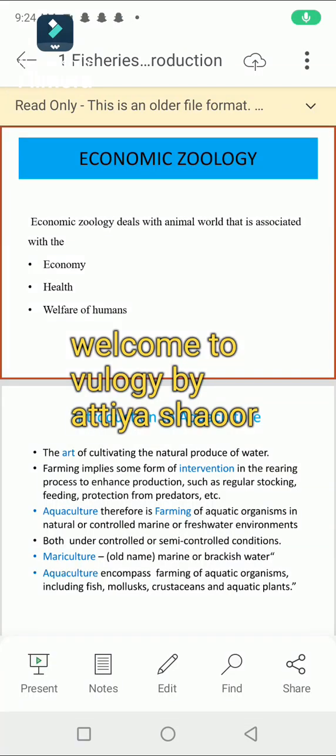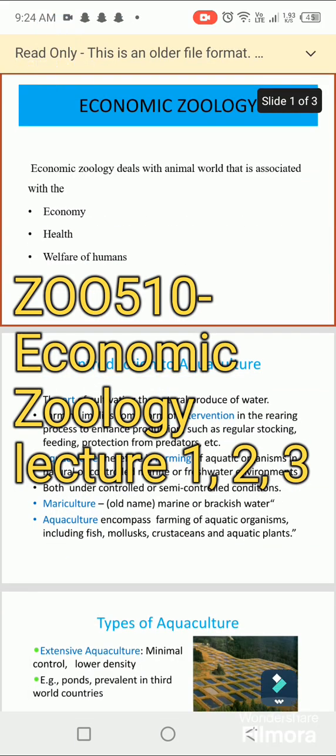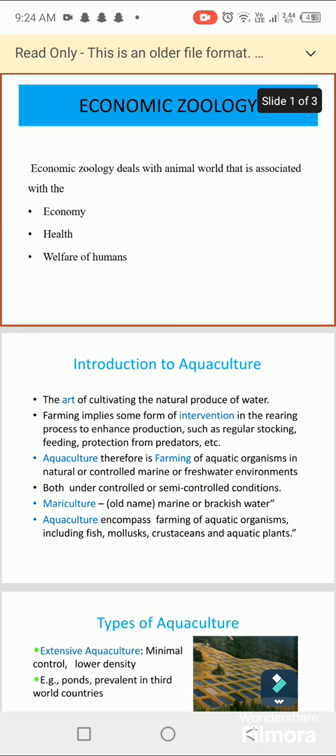Economic zoology. Lecture number 1. Economic zoology deals with the animal world that is associated with the economy, health, and welfare of humans.